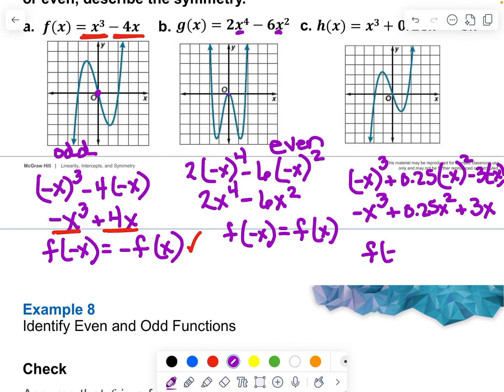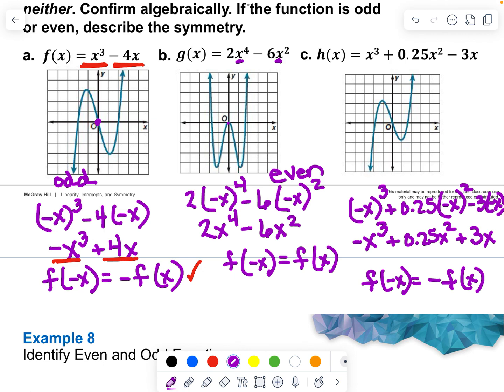So does f of negative x equal, we know it doesn't equal the same thing, does it equal the negative f of x? So did every sign change or become opposite? Positive to negative, that one's okay. But this one is positive to positive. So no. This one is neither even nor odd. So this is neither.